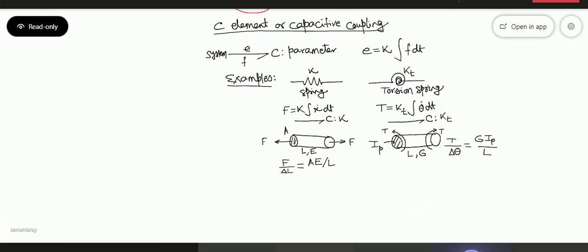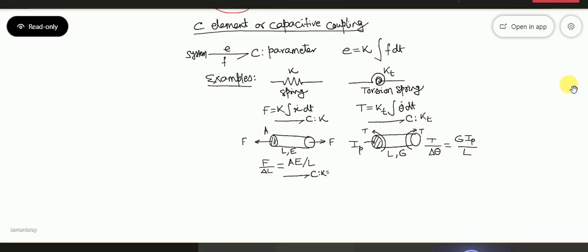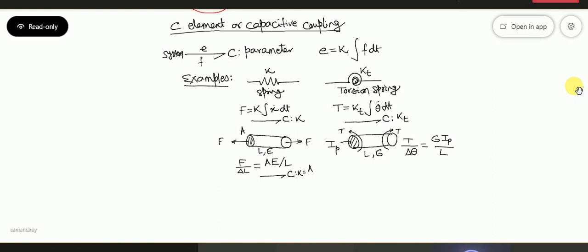So we write this linear stiffness K equal to AE by L. Here, this is the torsional spring, it is G IP by L.